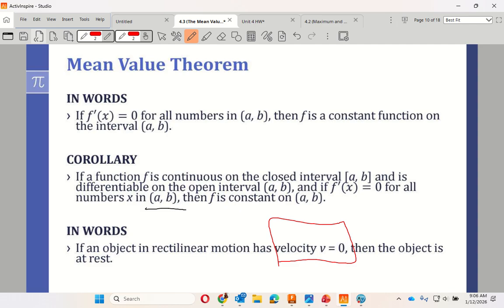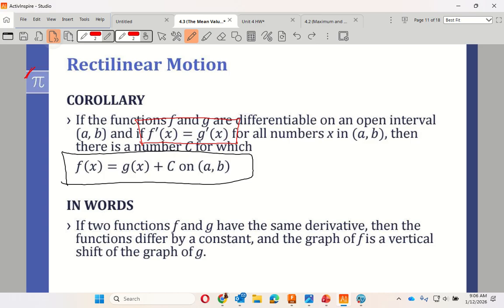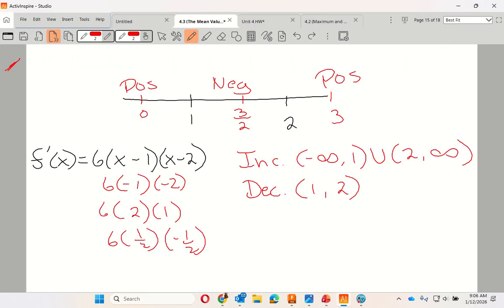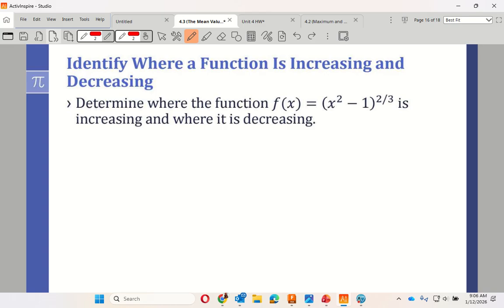So it makes better sense to say velocity equals 0? Yeah. Okay, there we go. All right, so we're going to pick up this one here tomorrow.